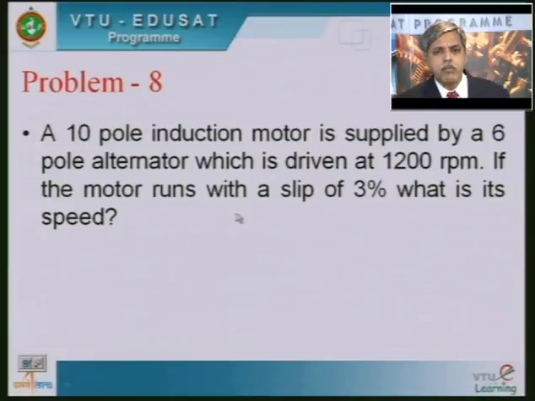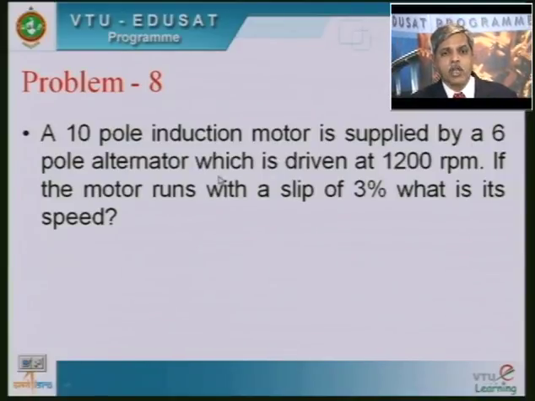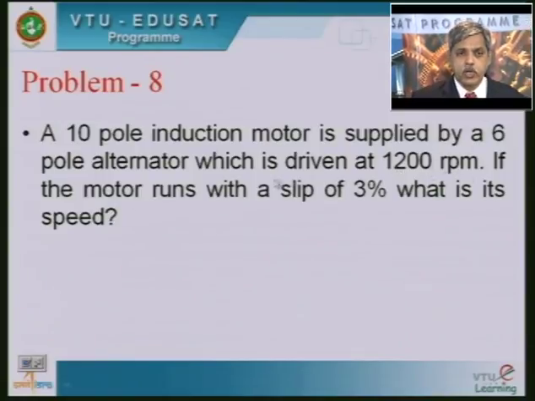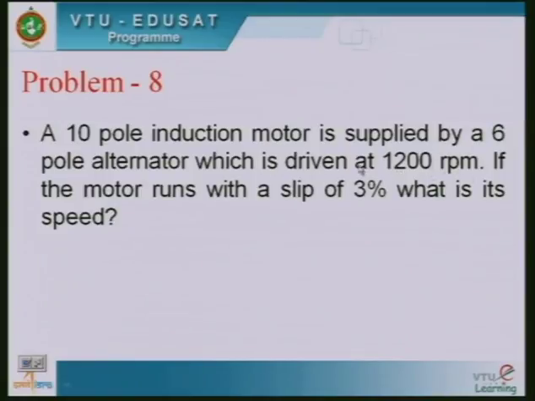So in the 8th problem, a 10-pole induction motor is supplied by a 6-pole alternator which is driven at 1200 RPM. We already saw this kind of problems just before in this session only. There are 2 problems which I have given like this, so this is the third one. If the motor runs with a slip of 3%, what is the speed?